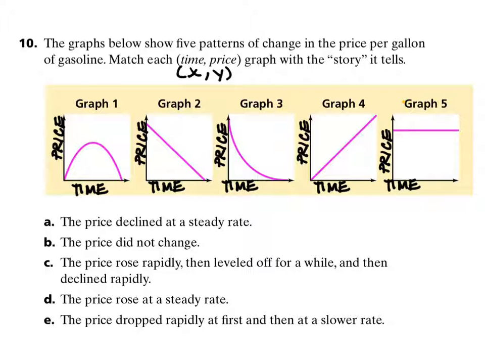D says the price rose at a steady rate. And E says the price dropped rapidly at first and then at a slower rate. So take your pick. I gave you some nice hints on those. Go back and rewind if you would like a couple of extra moments understanding what I had indicated and why those graphs worked.